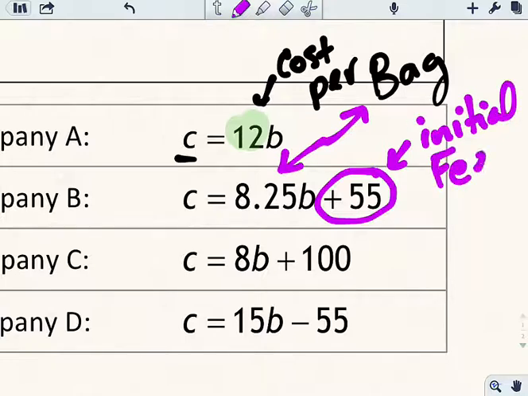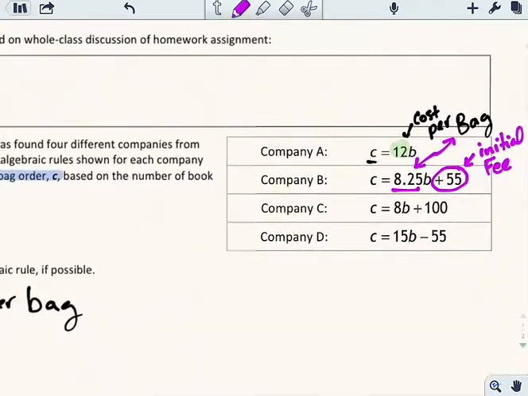Okay, so this could be shipping. This could be like the overhead, the tax, like the cost it takes to do business at this store. Like a membership fee, maybe, like you have at Sam's. You got to pay $55 before you even walk in the door to buy anything. Now, it kind of makes sense given that we're cost less per bag, but we have this initial fee.